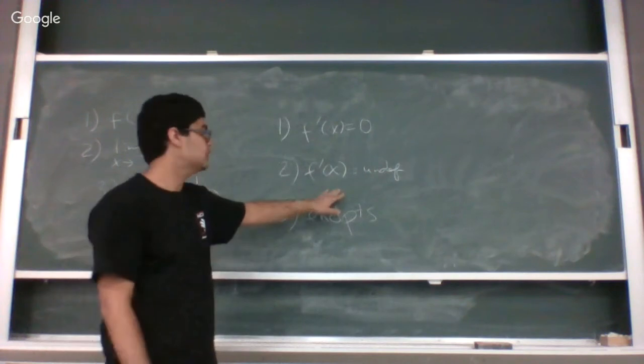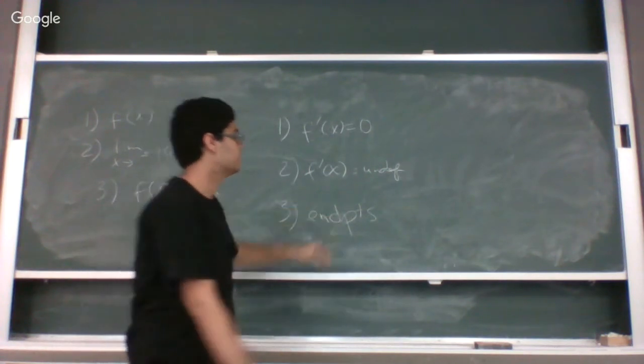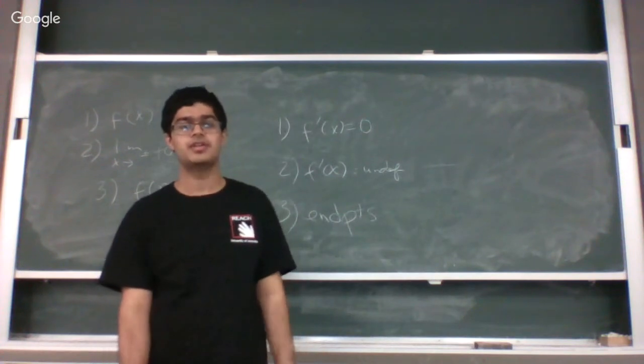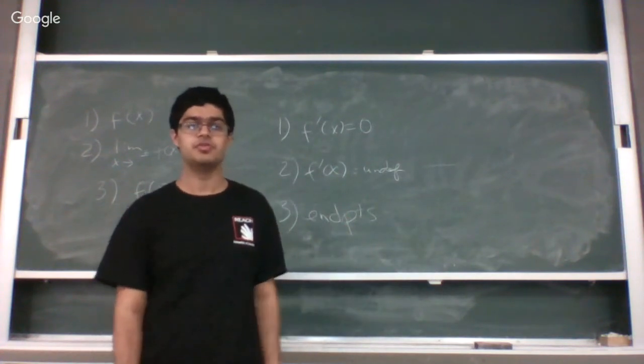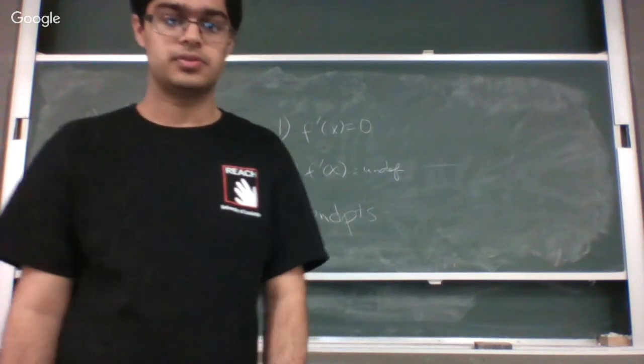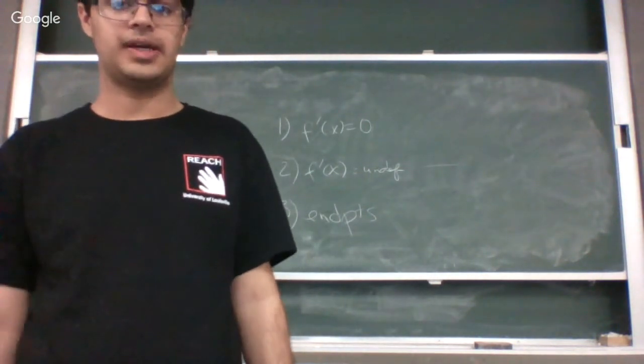With undefined, it's whenever you basically have a fraction. That's when a denominator is zero, that's when you'll have undefined. If you don't, you just say no points. Move on. The test for max and mins.